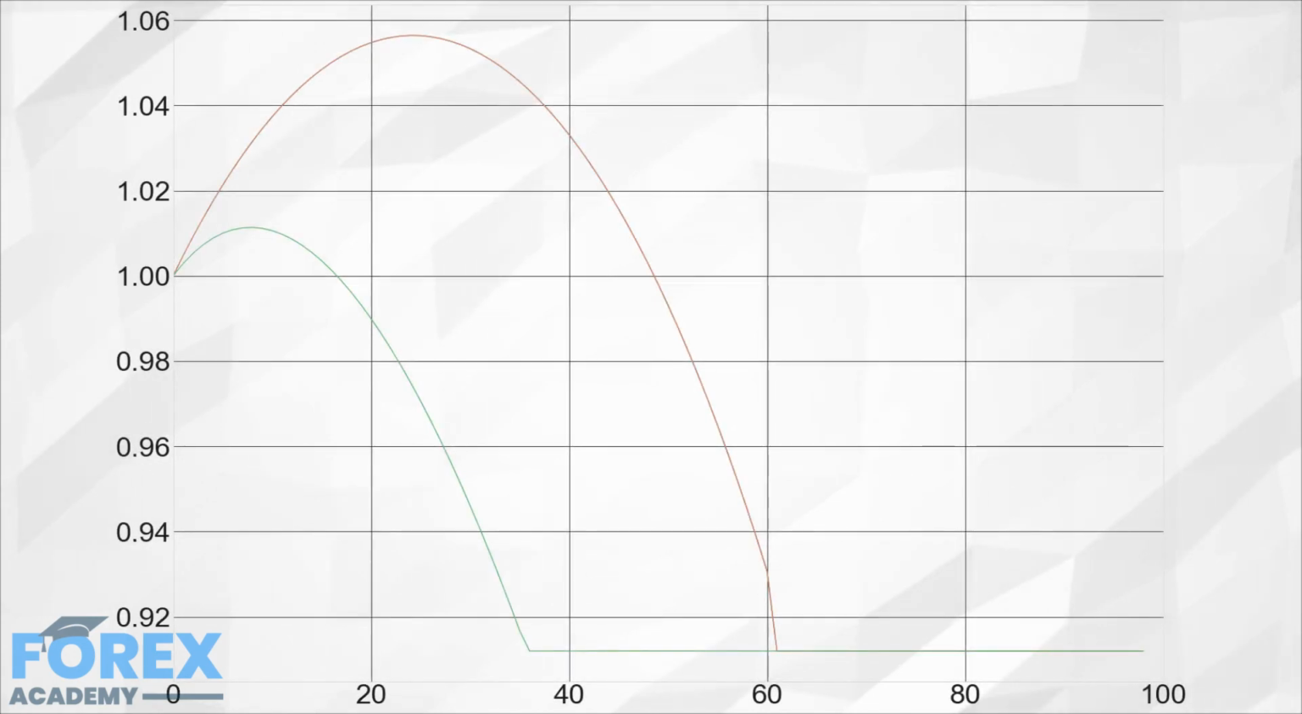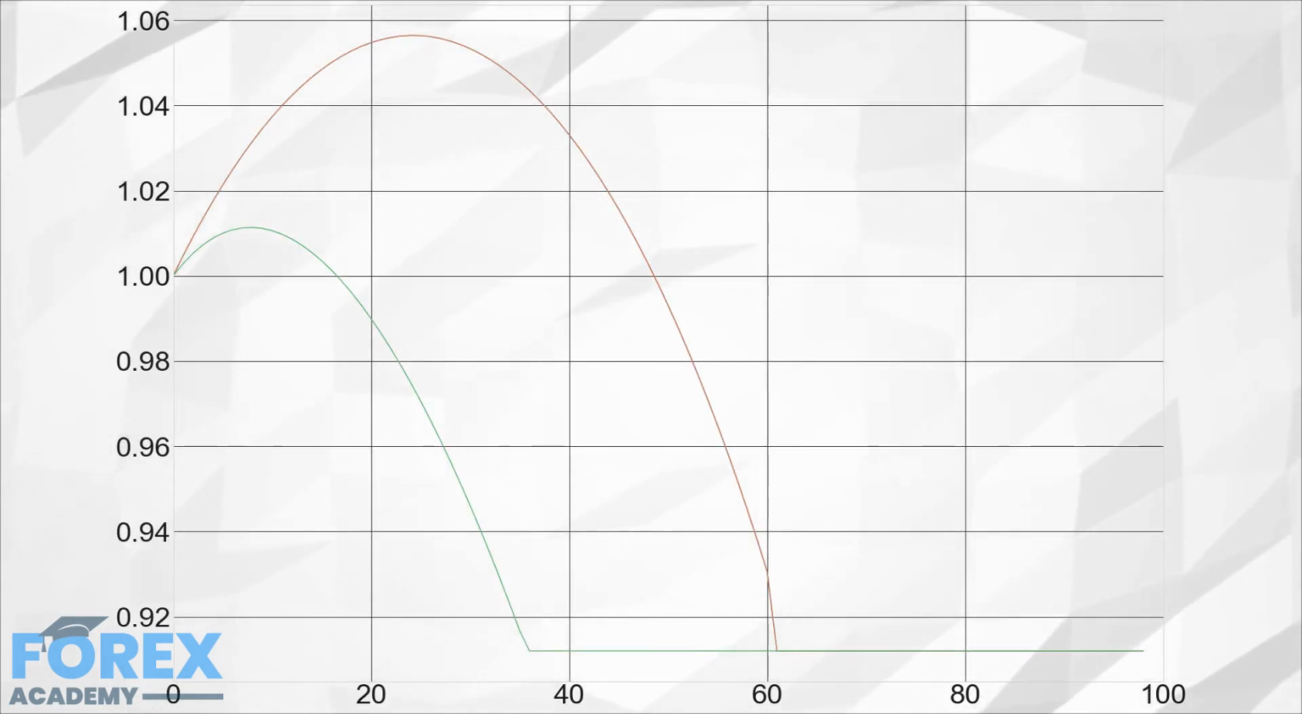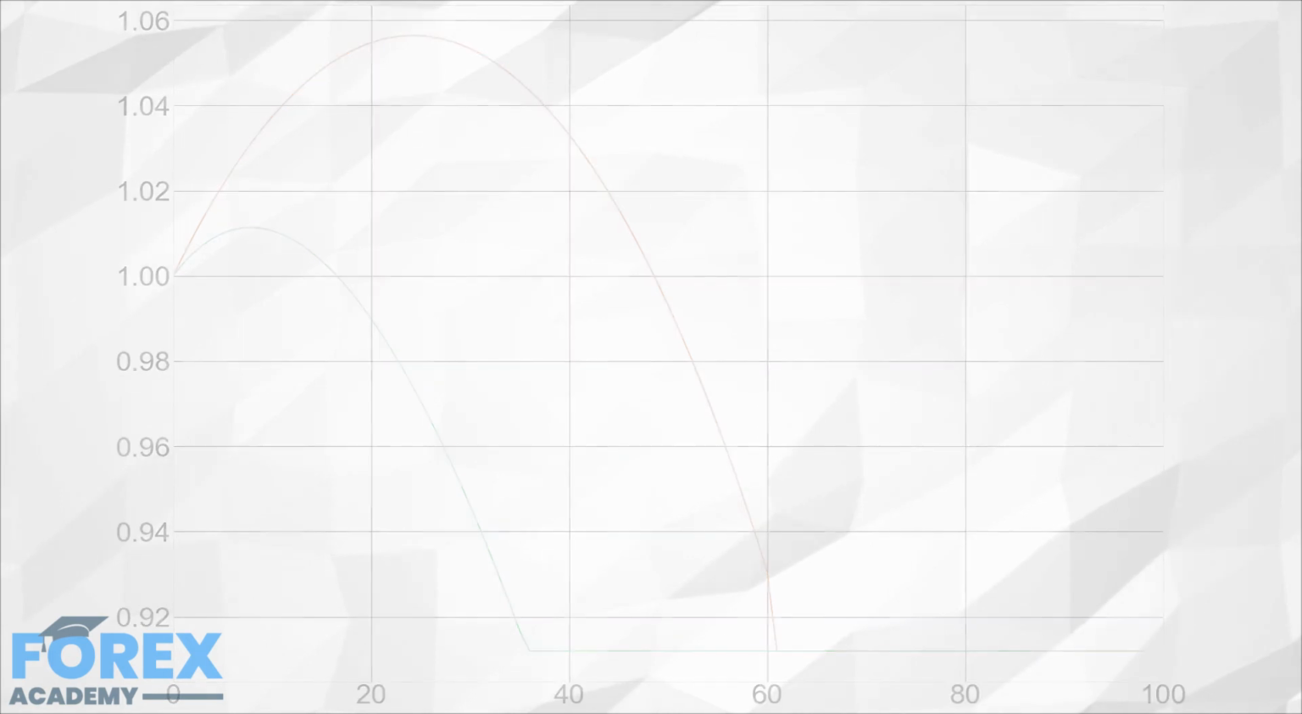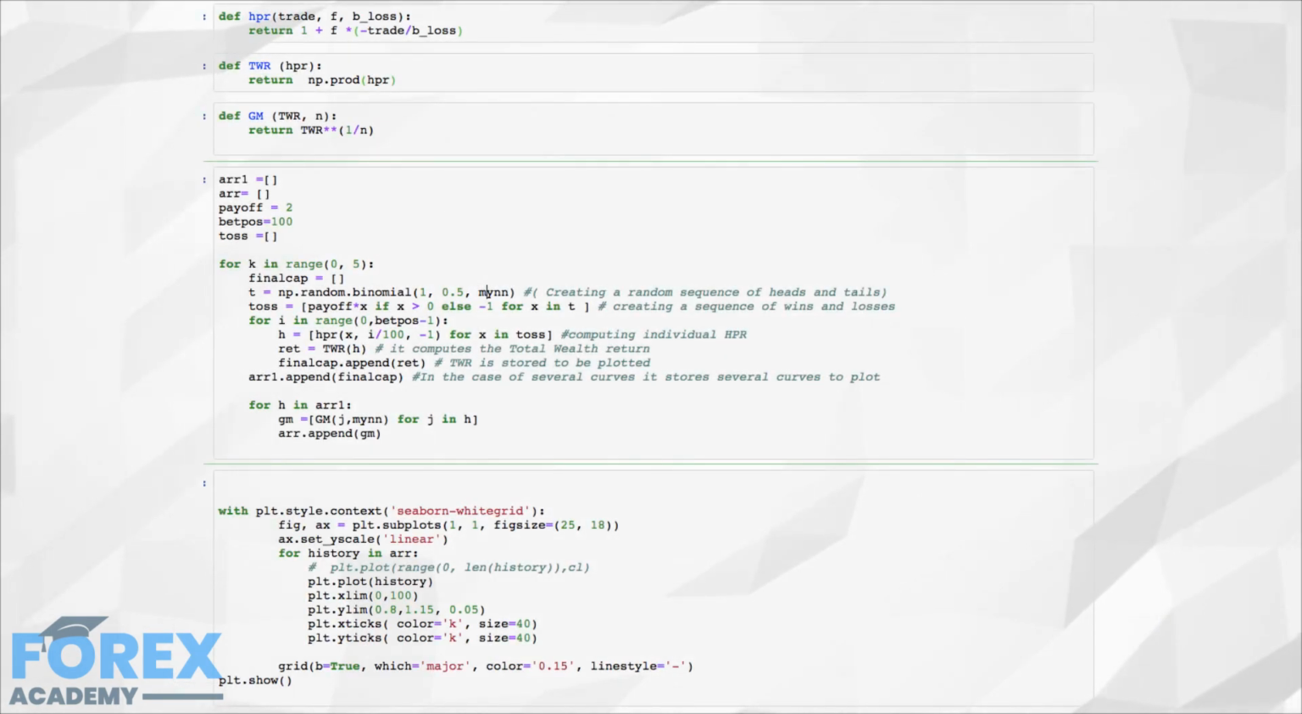The graph represents the same 2 games shown previously, but depicting the geometric mean curves for the different fractions from 0 to 1. Values below 1 represent a negative growth factor, meaning the trade size leads to the loss of capital. Doing this in Python is straightforward.